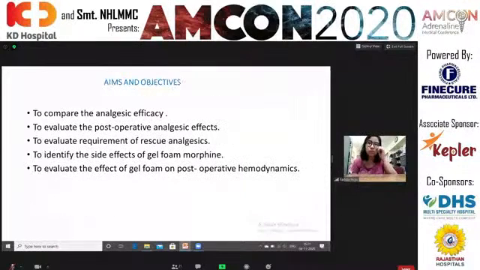Next, please. Aims and objectives are to compare the analgesic efficacy, to evaluate the post-op analgesic effect, to evaluate the requirement of rescue analgesia, to study the side effects of gel foam morphine, and to evaluate the effect of gel foam on post-operative hemodynamics. Next slide.